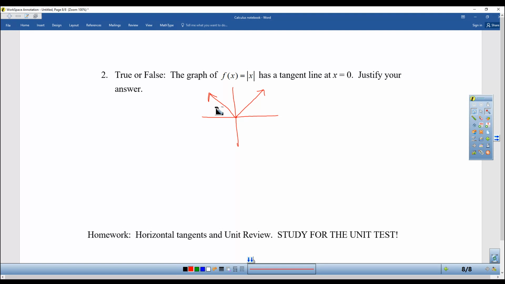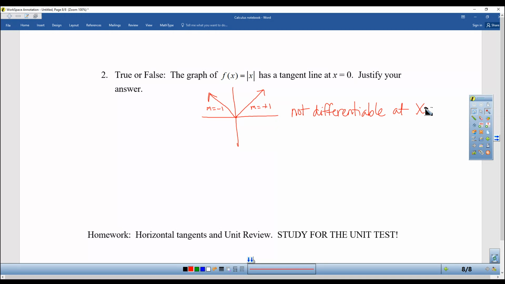So you guys can see that this slope along here is -1. And then all of a sudden, it switches to +1. So because the left-hand limit and the right-hand limit of the derivative don't match, it is not differentiable. It's continuous, but it is not differentiable at 0.